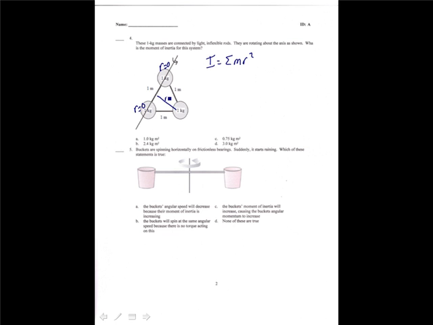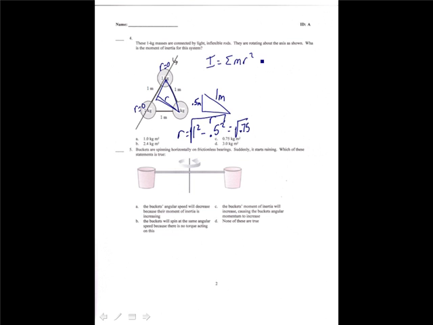Alright, so we also want to know this distance. I'm going to draw a triangle here. I'm going to redraw it over here. This is the distance r. This is 0.5 meters, and this is 1 meter. So to solve for r, r is equal to the square root of 1 squared minus 0.5 squared, and that is the square root of 0.75. I'm just going to leave it like that.